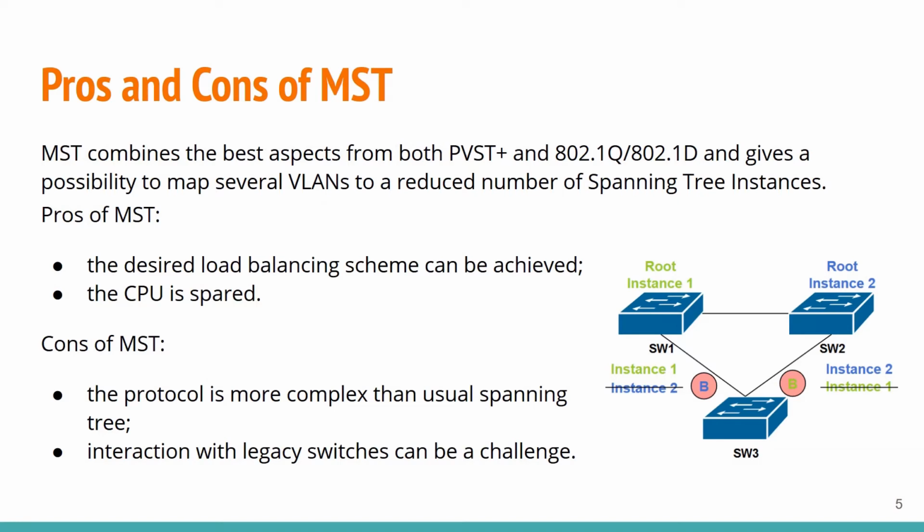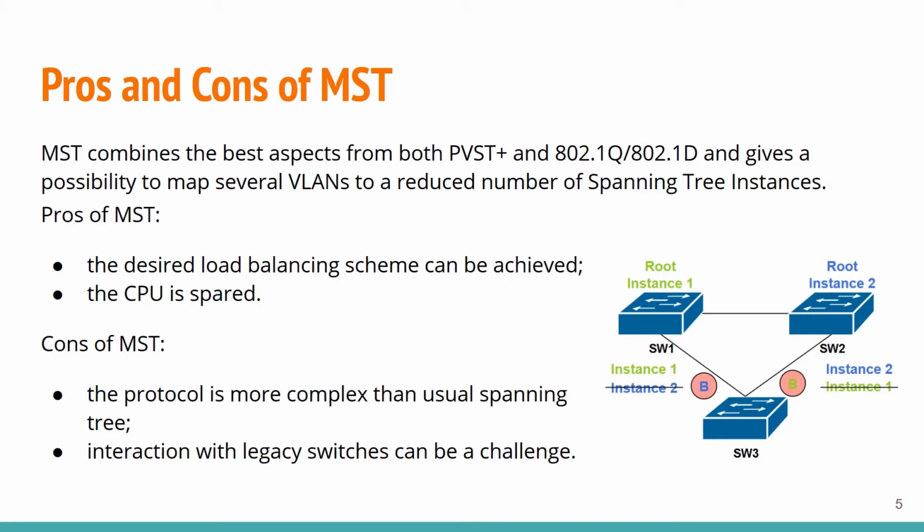Pros and cons of multiple spanning tree protocol. MST combines the best aspects from both PVST Plus and 802.1q and 802.1d standards and gives a possibility to map several VLANs to a reduced number of spanning tree instances. Pros of MST. First one, the desired load balancing scheme can be achieved, and the second one, the CPU cycles are spared. Cons of MST, this protocol is more complex than usual spanning tree protocol, and interaction with legacy switches can be a challenge.